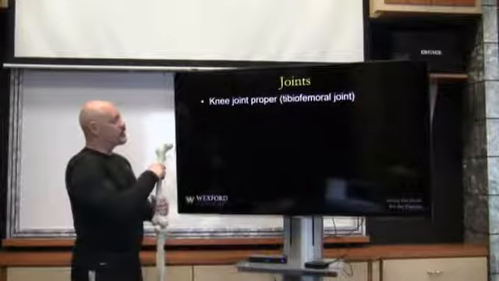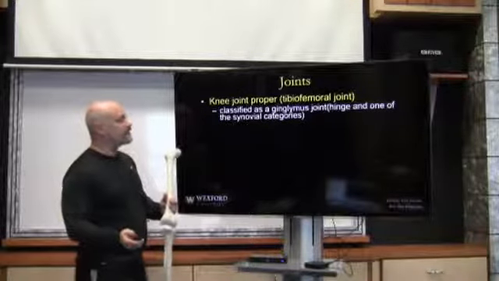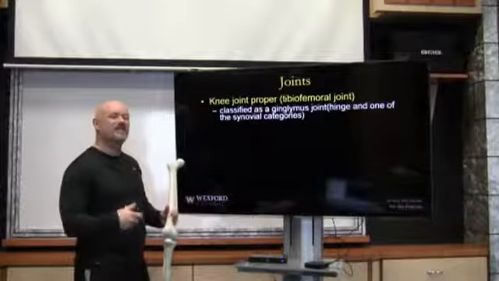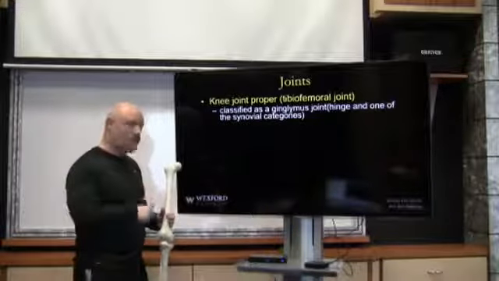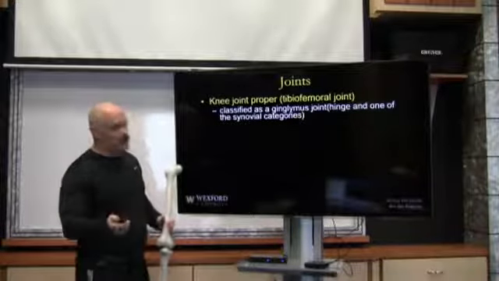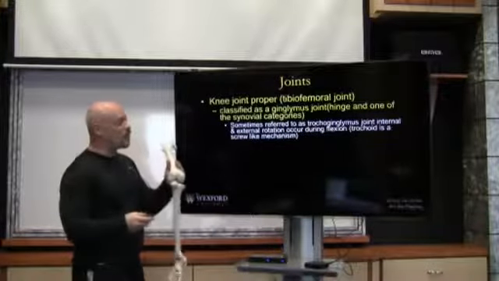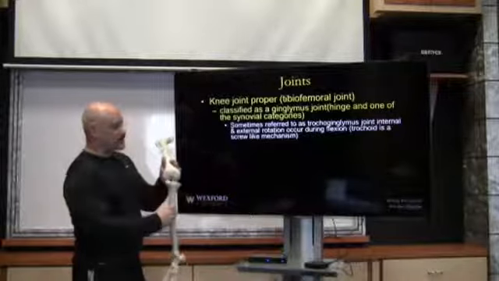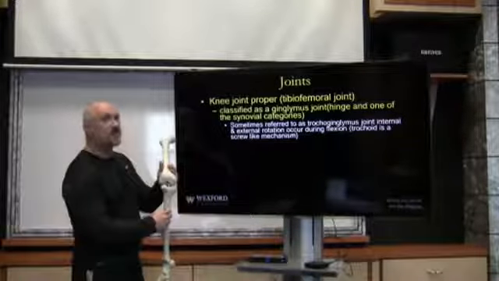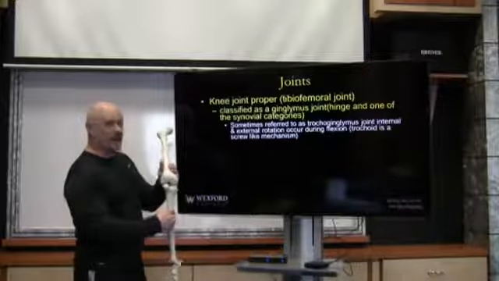Now the knee joint proper, the tibiofemoral joint, is classified as a ginglymus joint, which is a hinge joint, and one of the synovial categories. If you go back to learning module 1, we talked about all those categories. It's sometimes referred to as a trochoginglymus joint, because it does internal and external rotation, which we talked about before, during flexion. Trochoid is a screw-like mechanism.